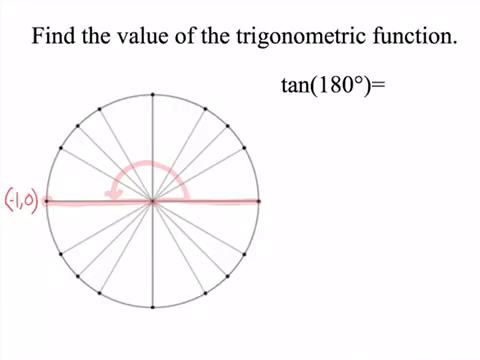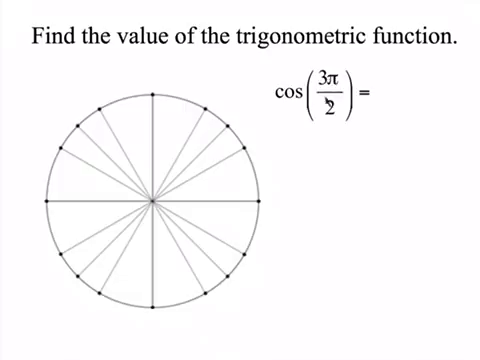All right, now this is my x, this is my y, and tangent is y divided by x. So isn't that going to be 0 divided by negative 1? Isn't that equal to 0? So tangent 180 is 0. Done.